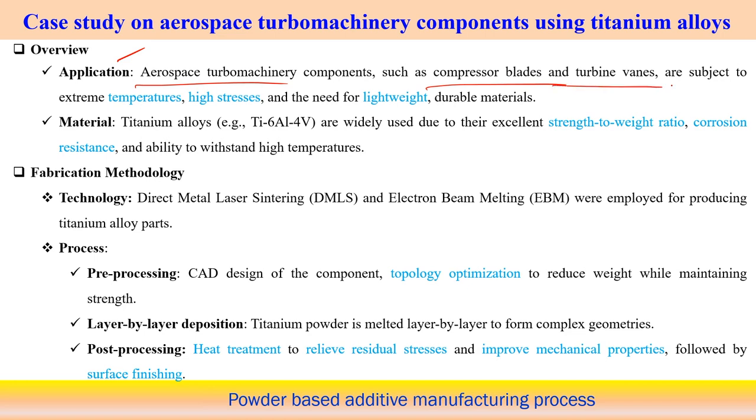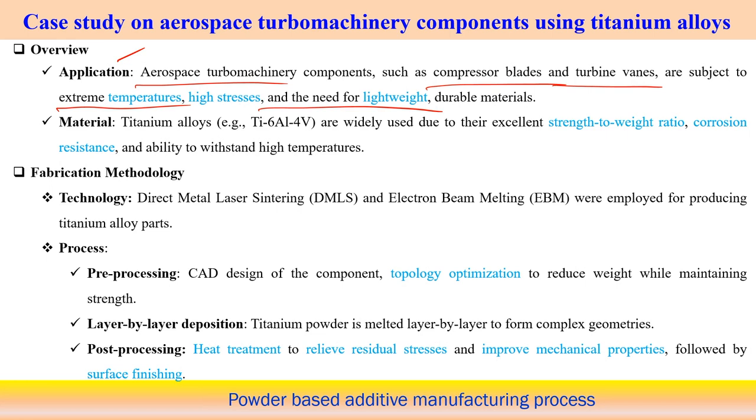Turbine vanes are also manufactured this way, but this component is applicable in extreme temperature, under high stress, and of course at the same time it should be lightweight and the durability of the material should be high. So with this perspective on the applications, we have to look into how effective additive manufacturing is to manufacture these compressor blades and turbines for the turbo machinery component.